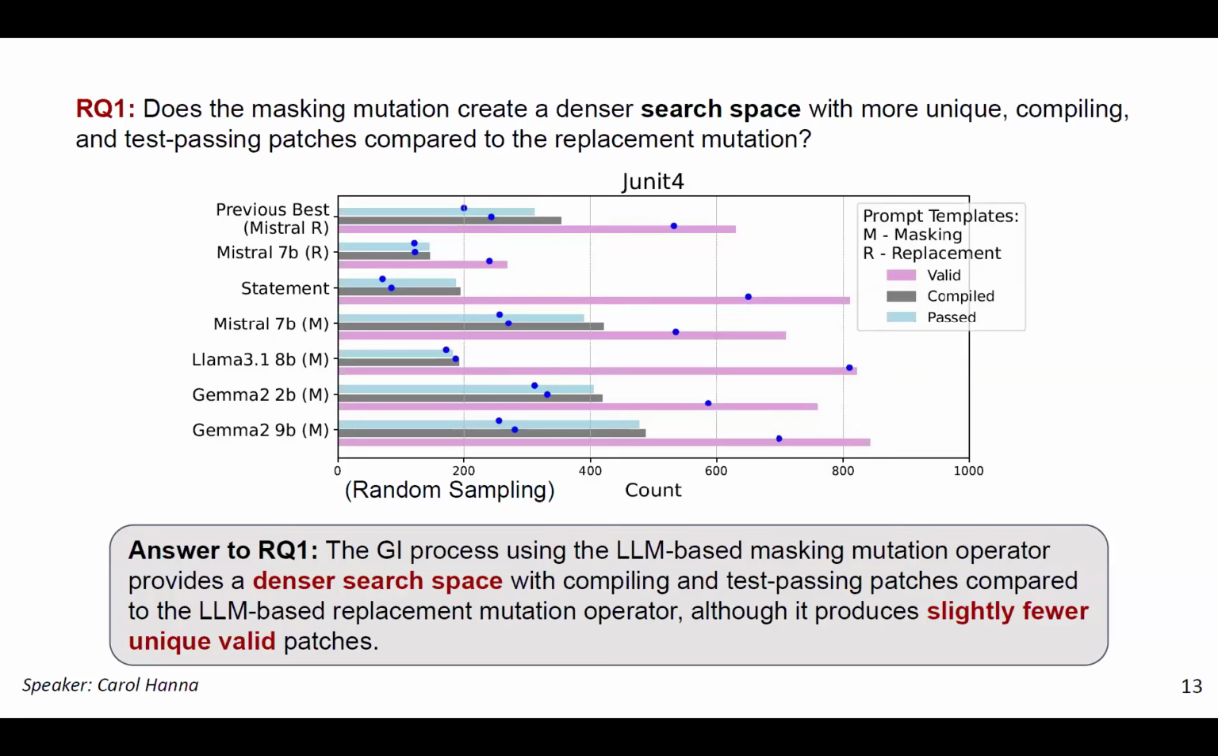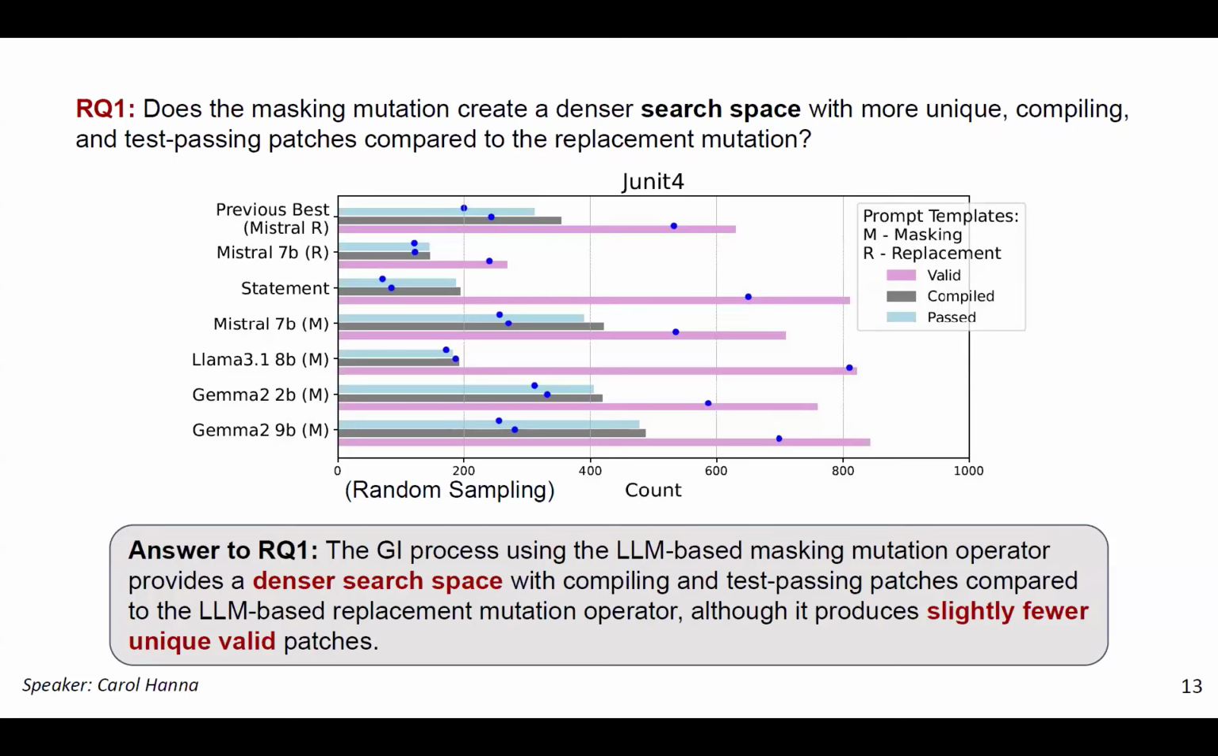Those are the traditional GI edits that Jin implements. We have the 4 LLMs that we use with the masking operator. In pink, we have the number of valid patches. In gray, the number of compiled. In blue, the number of passed. And then you see blue dots on the bars. Those are the number of uniques.